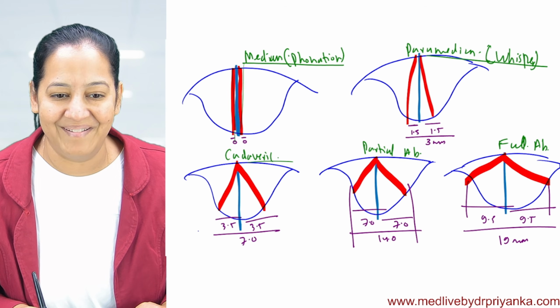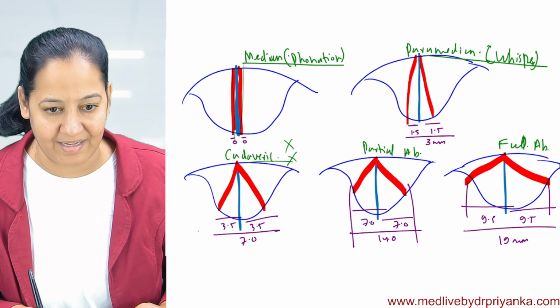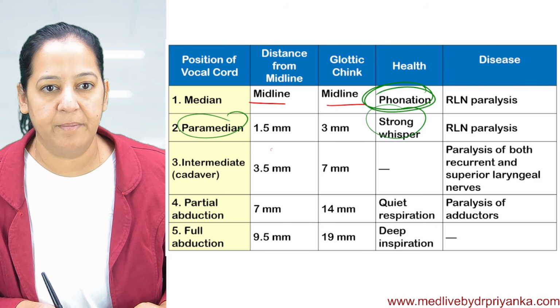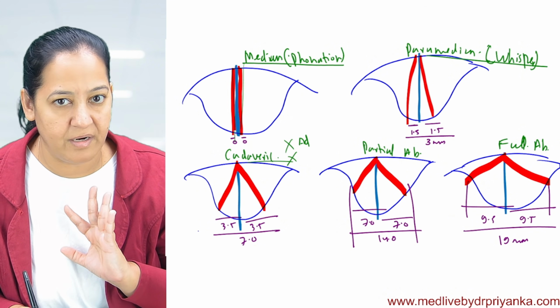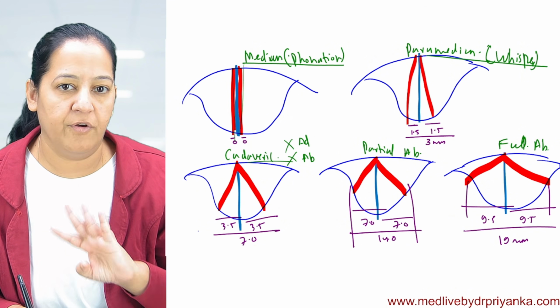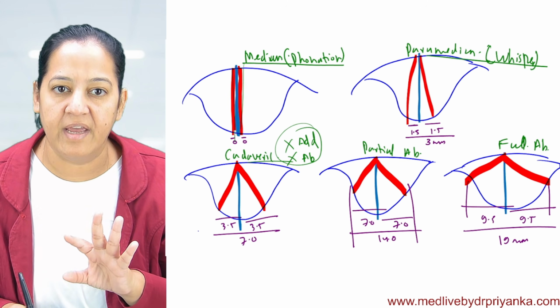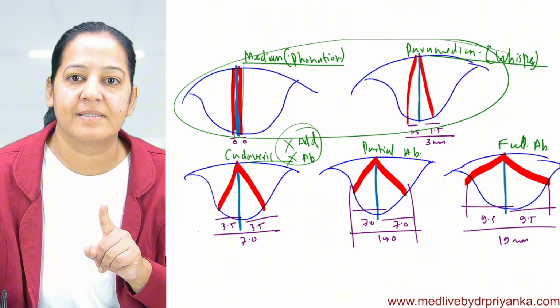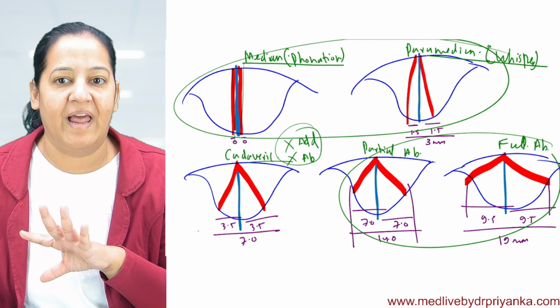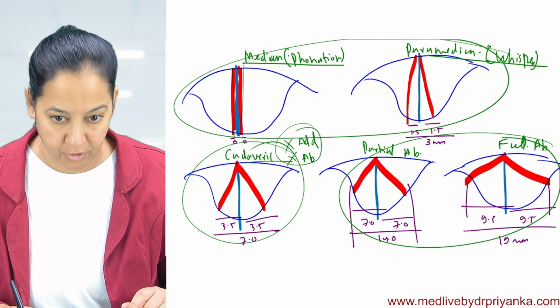Cadaveric is not required. I mean, if none of the 9 muscles is acting, it will be cadaveric. Cadaveric means none of the muscle is acting. If no adductor and no abductor is acting on the vocal cord, it will be in cadaveric position. Cadaveric means death. If adductor is acting, it will be like this. If abductor is acting, it will be like this. If no adductor, no abductor is acting, it is like this in the center. I hope you are getting it.